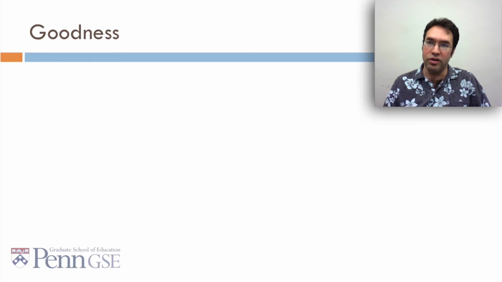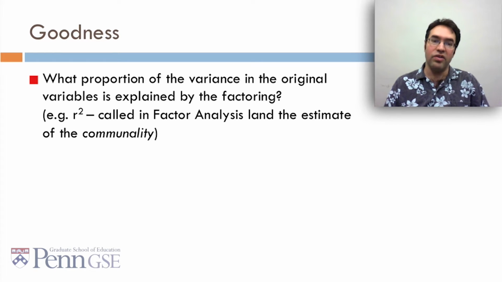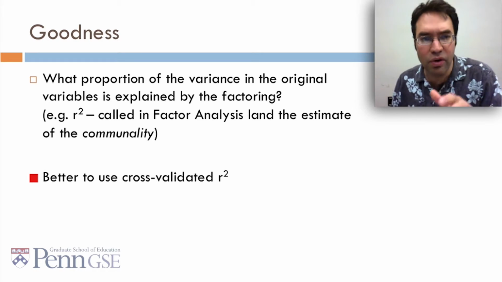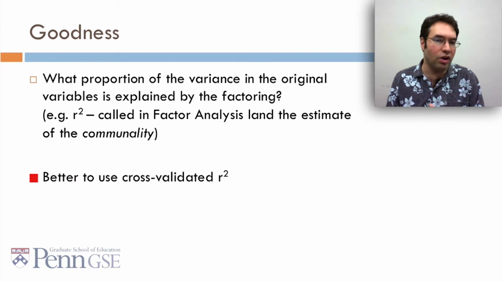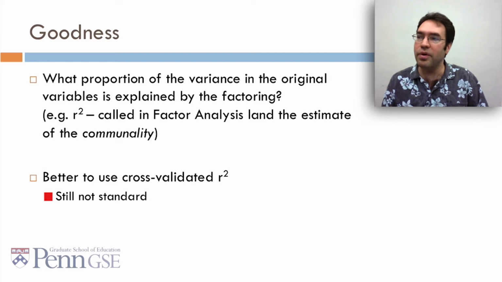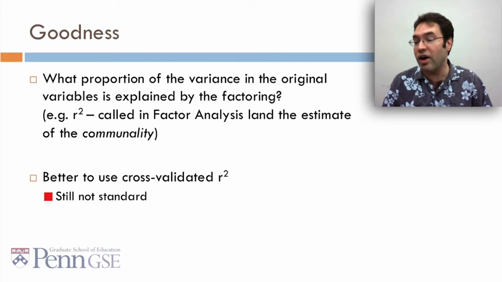So how do you compute the goodness of a factor analysis? Well, you look at what proportion of the variance in the original variables is explained by the factoring. This is typically computed as r squared, or the correlation squared, which in factor analysis land is often called the estimate of the communality. Once again, same thing, different terms. The only thing I'd add to this is it's usually better to use cross-validated r squared than just the original r squared on all the training data being your test data. That's still not standard. People will typically still, for factor analysis, use the training data as the test data. But if you cross-validate, you'll get a better estimate of how good your factors really are.